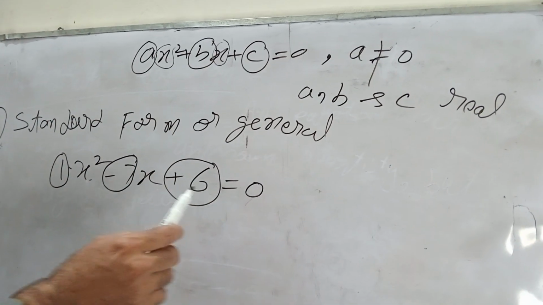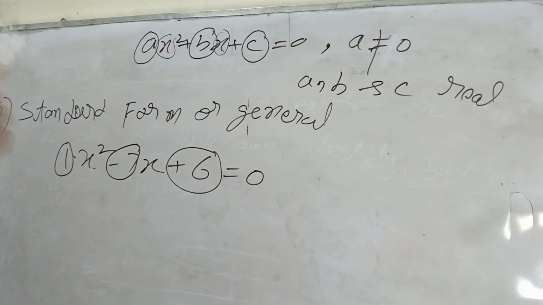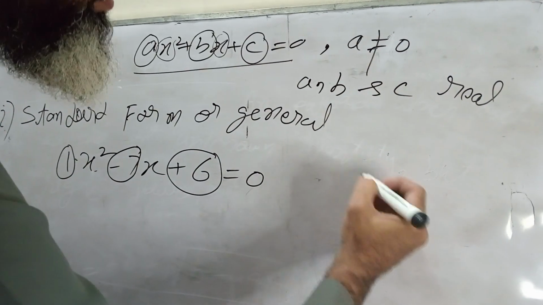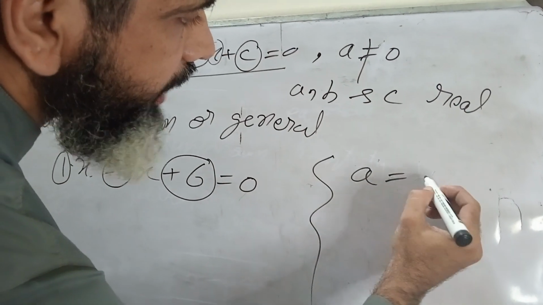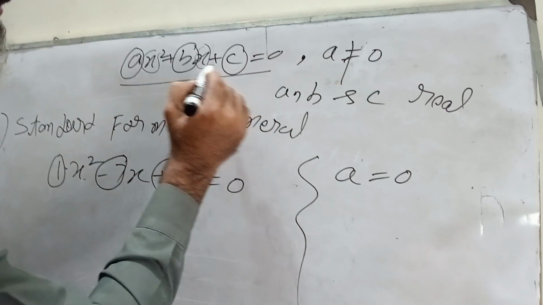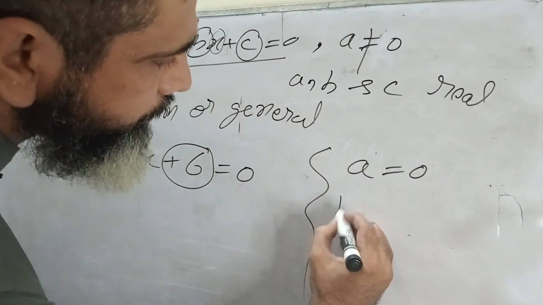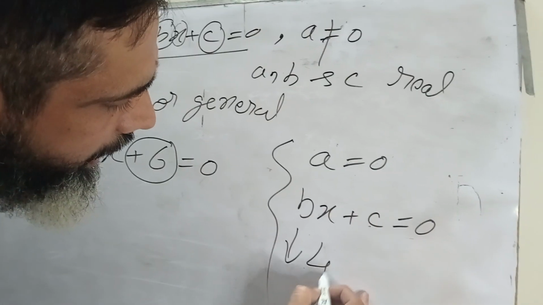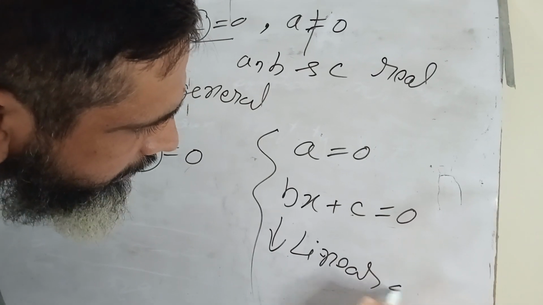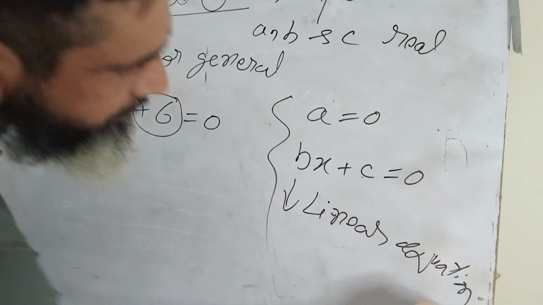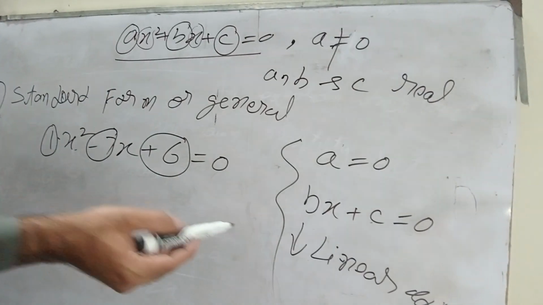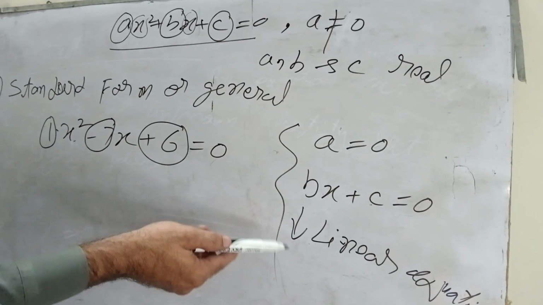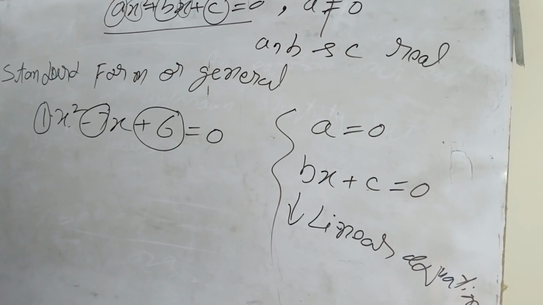Remember that in the same expression, if a becomes 0, then the same equation reduces to bx plus c is equal to 0. Then it becomes a linear equation. In MCQs, they can ask you about the linear equation.